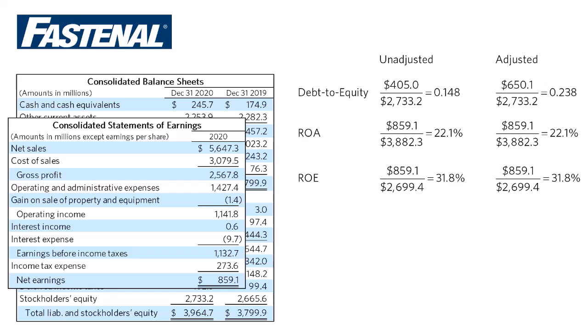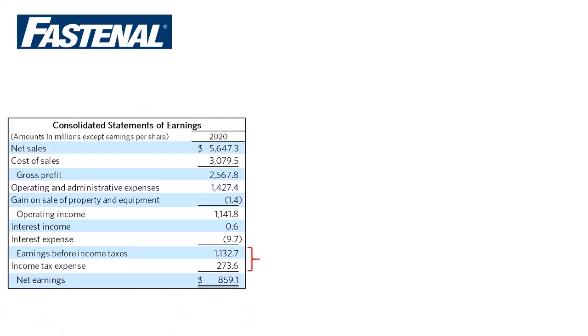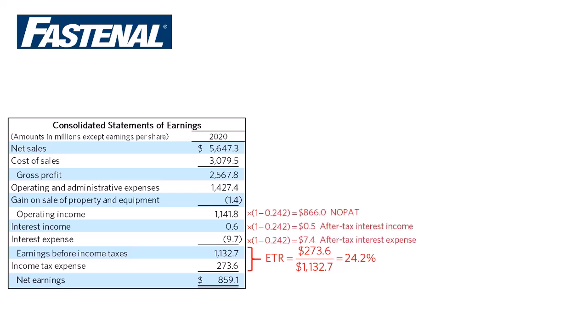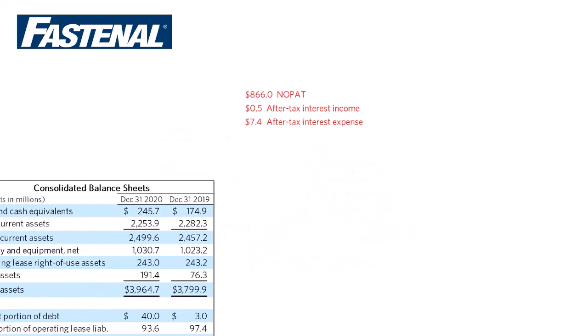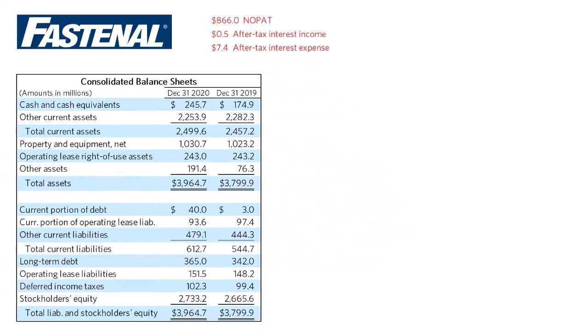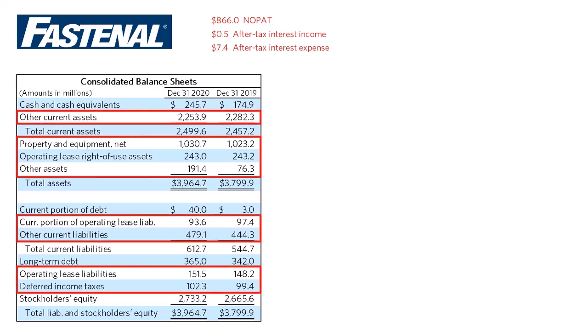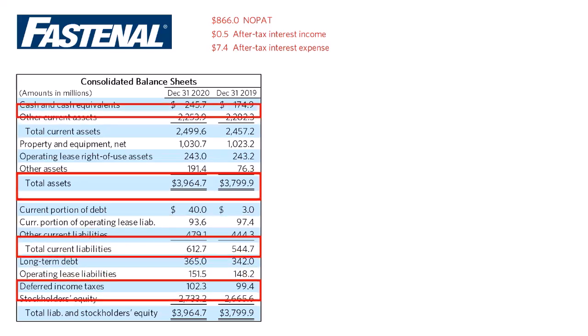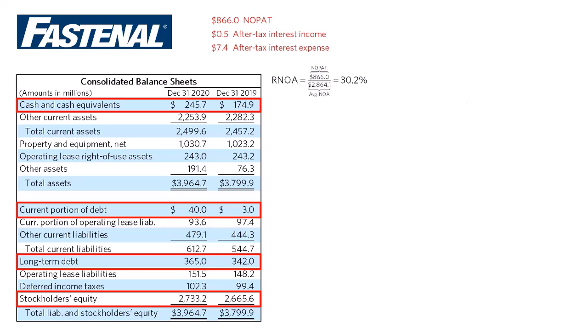For the decomposition of ROE, we first need to compute NOPAT. We can use Fastenal's 24.2% effective tax rate when computing NOPAT and after-tax interest. The tax rate reconciliation in Fastenal's tax footnote shows nothing unusual in the 2020 ETR. We then apply the ETR to operating income and interest to get the after-tax values. Now that we have the income statement items, we can look to the balance sheet to compute return on net operating assets. To compute the denominator for return on net operating assets, we can either compute the net operating assets or we can compute the net capital. This gives us RNOA of 30.2%, which is the first component of the ROE decomposition.